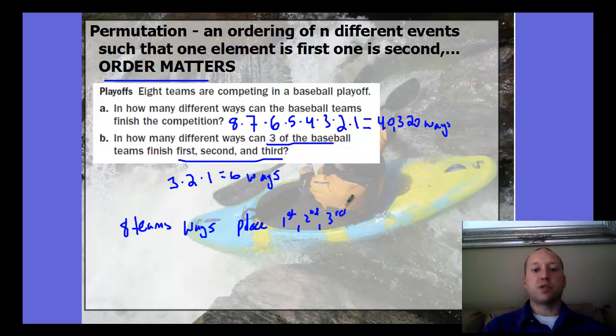Now we don't know who is going to be first, second, third, so we have to choose from the 8 teams. This is the more difficult. So this problem is a different one. We're going to look at it in a second. But first, let's go back to this 40,320.